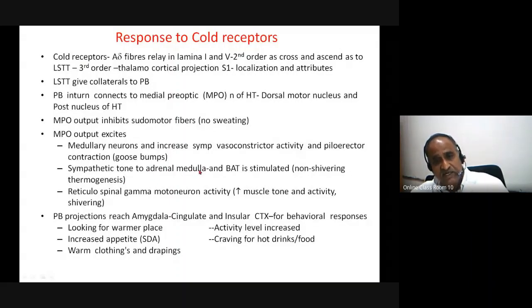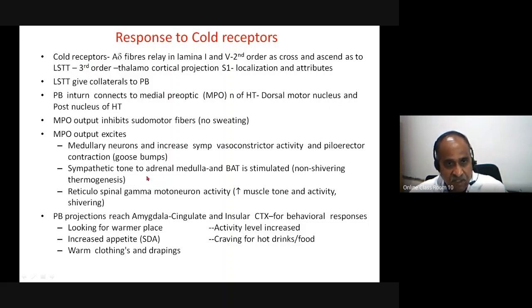This adrenal medullary activity releases an enormous amount of adrenaline. This adrenaline will again trigger the metabolism in brown adipose tissue that produces extra heat, what is called non-shivering thermogenesis. This non-shivering thermogenesis becomes an important source of heat generation in infants, because in infants other thermoregulatory components are not well developed, and you have this brown adipose tissue that produces the heat.